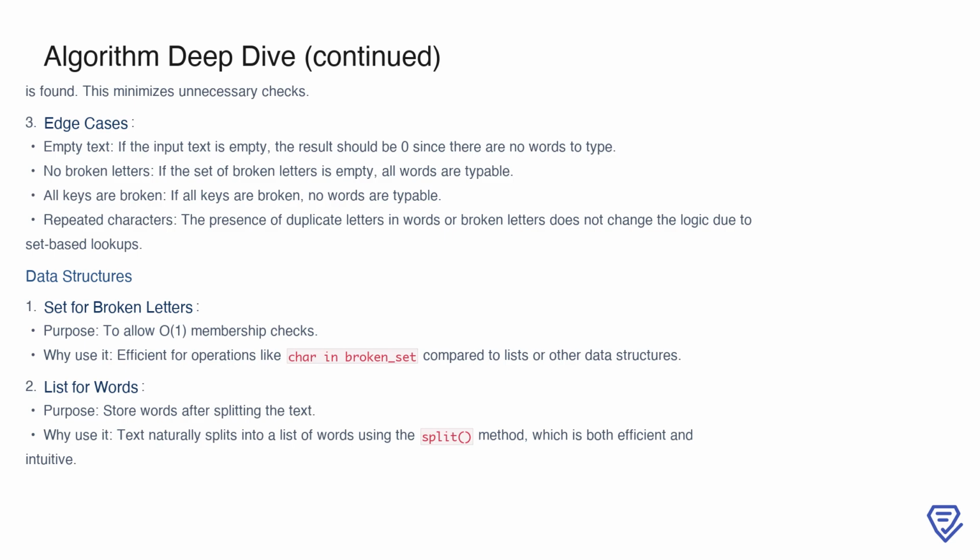Several edge cases are also accounted for. For example, if the input text is empty, the result should naturally be 0 since there are no words to evaluate. If no keys are broken, then all words in the text are typable. Conversely, if all keys are broken, no words can be typed. The presence of duplicate letters in the text or in the set of broken letters does not affect the outcome, as the set-based approach inherently handles duplicates.